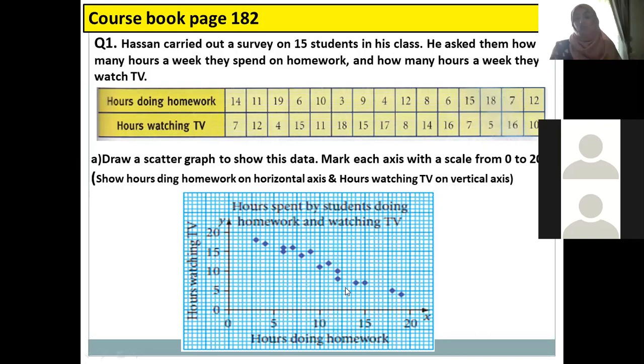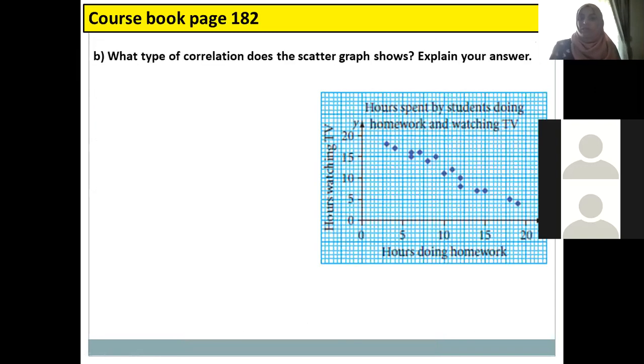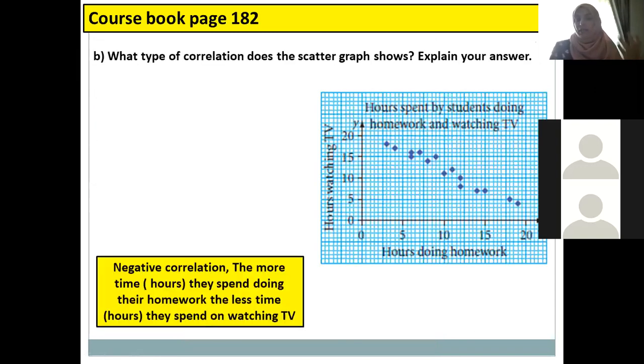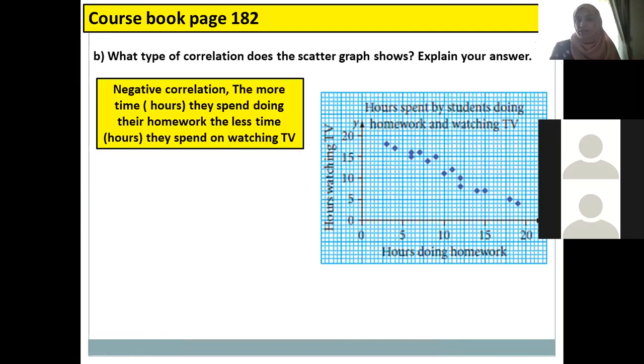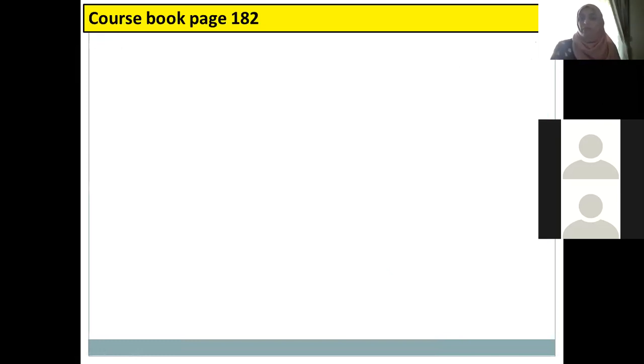That's right. Excellent, Faris. As the hours doing homework increased, the hours watching TV were decreasing. That's great. What type of correlation? This is a very good explanation Faris gave us. This is the question that we've just answered. Negative correlation, because as one increases, the second decreases. That's great. Okay, here's another question.